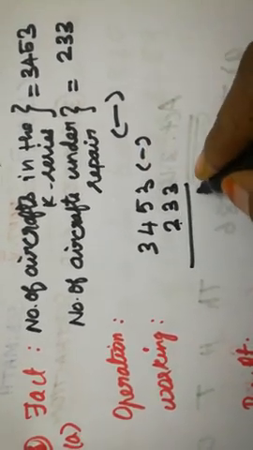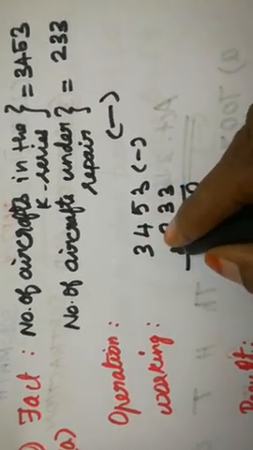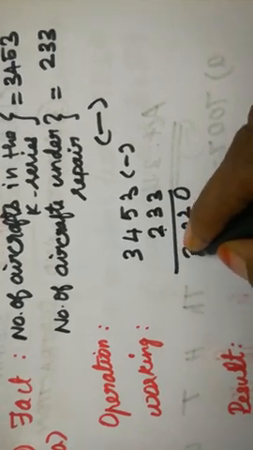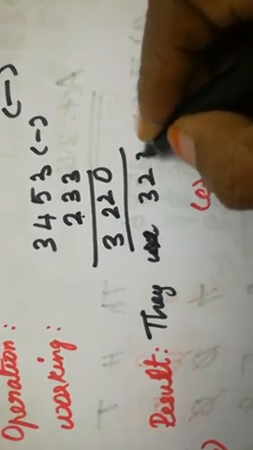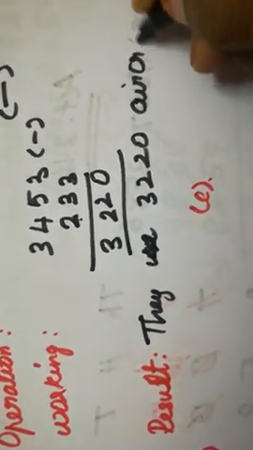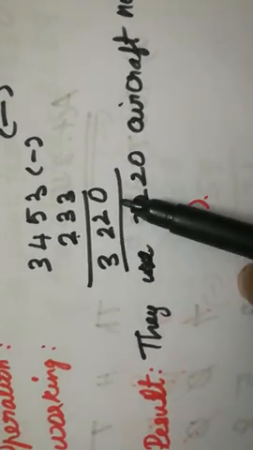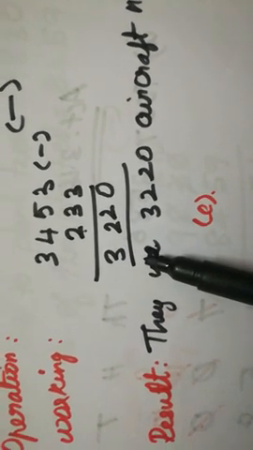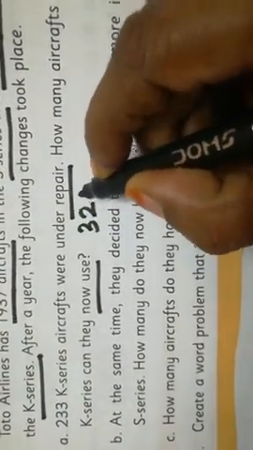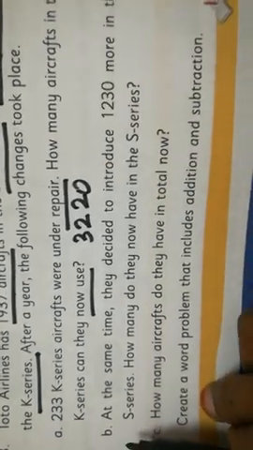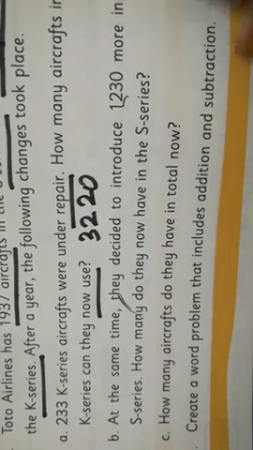So 3 minus 3 is 0. 5 minus 3 is 2. 4 minus 2 is 2. 3 minus nothing here, consider it as 0, 3 minus 0 is 3. So they are using 3220 aircrafts now. Take this answer, write it in your book, children. For option A, 3220 is the answer. Option B: at the same time, they decide to introduce 1230 more in the S series.